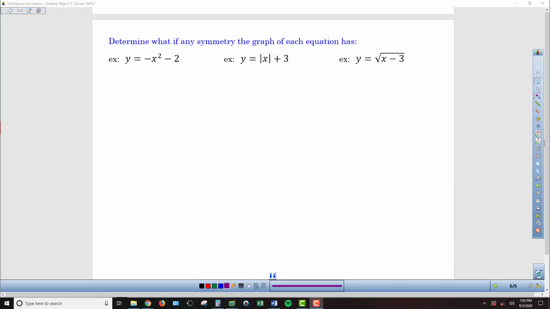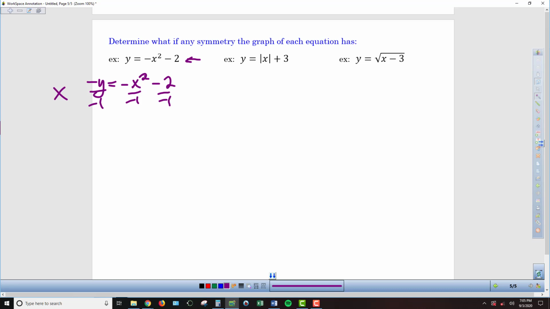So let's deploy those algebraic tests for symmetry to the examples that we see here. And the nice thing is, once we confirm one type of symmetry, we can rule out any others. So if we start with the first one, I'm going to start and say, all right, let's replace y with negative y. Since that's pretty low hanging fruit for us, pretty easy to do. If I replace y with negative y, do I get back to my original equation here? And clearly I don't. If I was to try to divide everything by negative 1 to turn this negative y into a positive, well then everything else would turn into a positive. So I can eliminate x-axis symmetry from consideration.